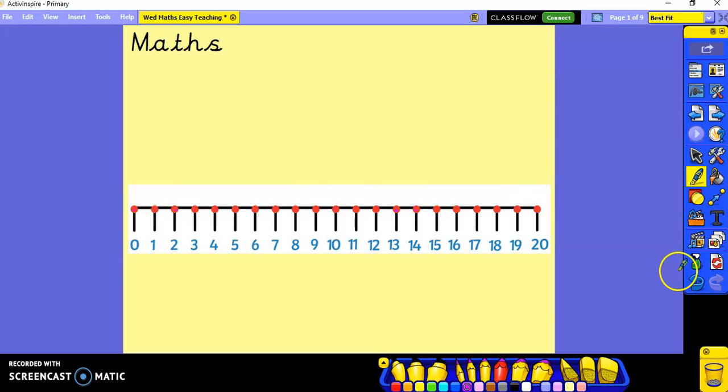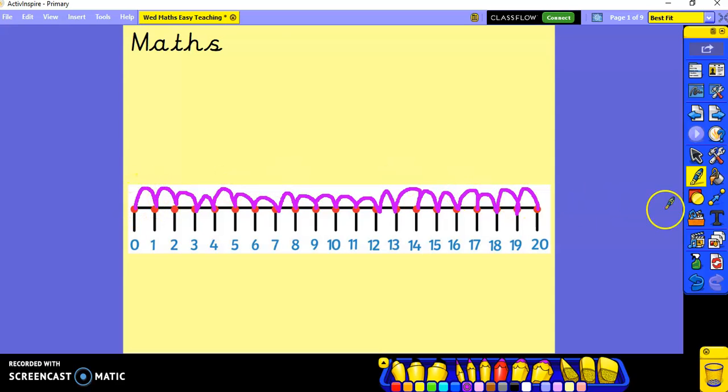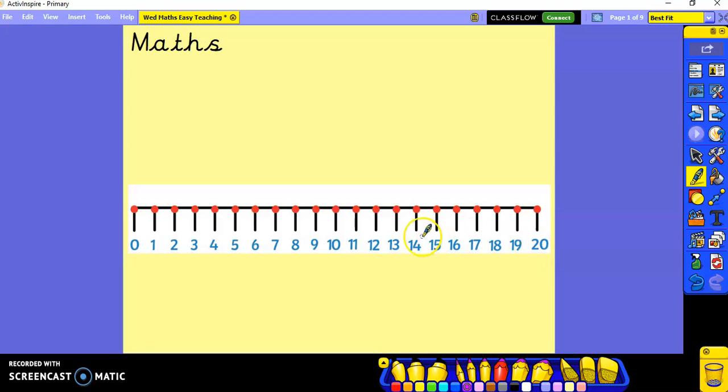This time we are going to count backwards in ones, and remember, count backwards as we bounce. So 20, 19, 18, 17, 16, 15, 14, 13, 12, 11, 10, 9, 8, 7, 6, 5, 4, 3, 2, 1, 0. Well done. This time I'm going to say a number and we're going to count along at 3 bounces.